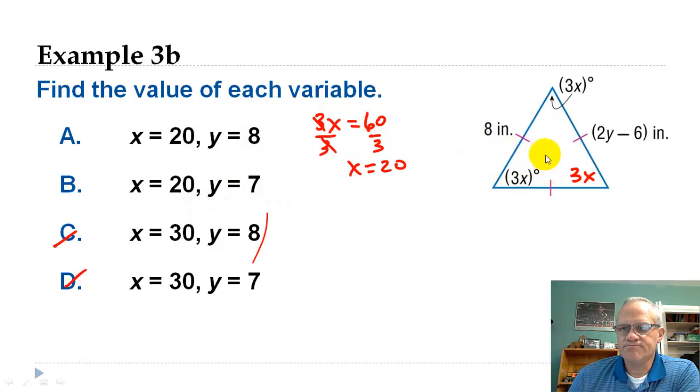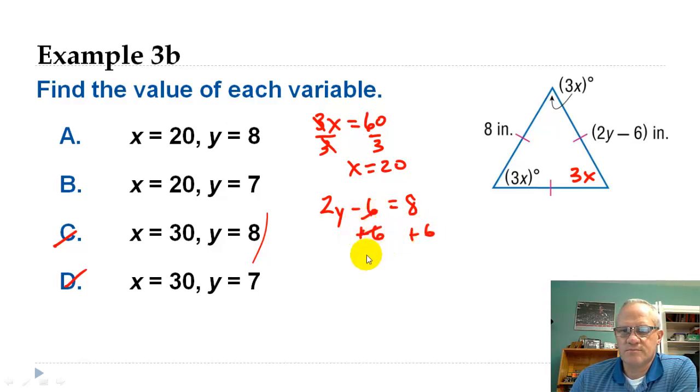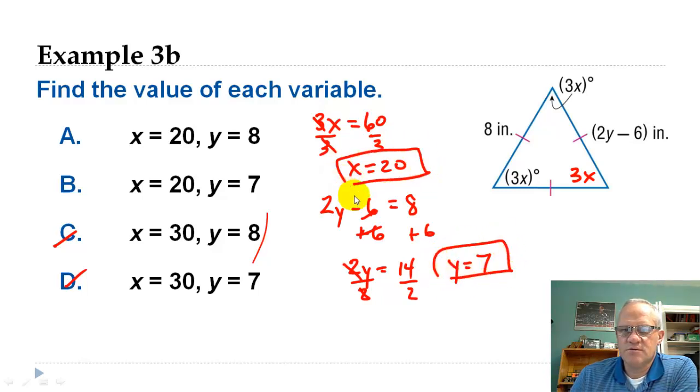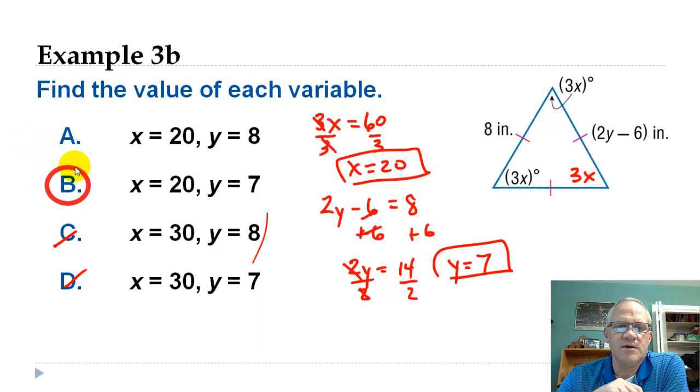And if you look at y, you go, okay, what could I do there? What do you think? Hey, I've got some sides that are congruent to each other. So 2y minus 6 could equal 8. And then we just do plus 6, 2y equals 14, and divide by 2, and so we have y equals 7. And so that would be B. Magic red bouncing circle, please show us the way, and it is B.